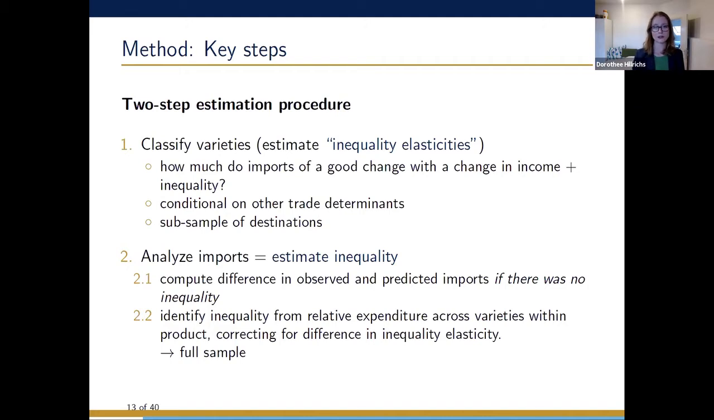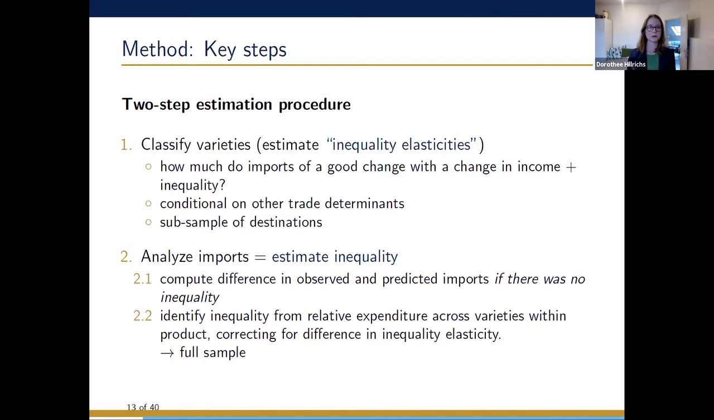And the subsample of countries for which we have inequality data. So using the imports, let's say for the French wine, we see to which countries France exports wine, how unequal they are, and based on this variation, we give French wine a certain income elasticity or inequality elasticity. And we do the same for each and every product-exporter pair.